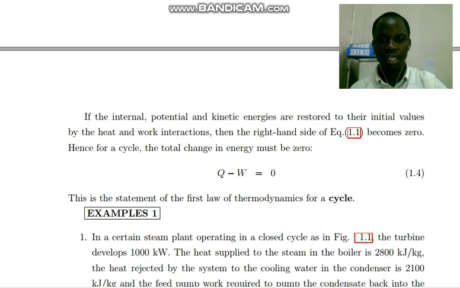If the internal, potential and kinetic energy are restored to their initial value by the heat and work interaction, then the right hand side of the equation becomes 0. Hence, for a cycle, the total change in energy must be 0. So heat minus work is equal to 0. This is the statement of the first law of thermodynamics for a cycle.